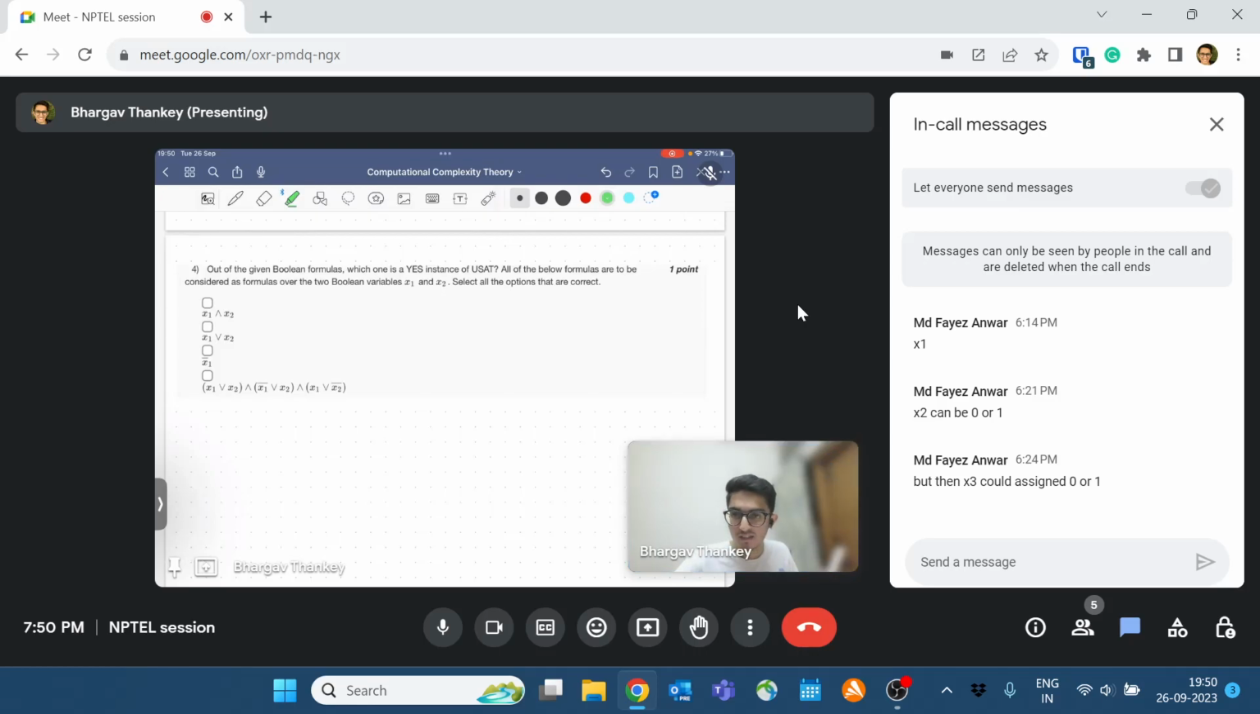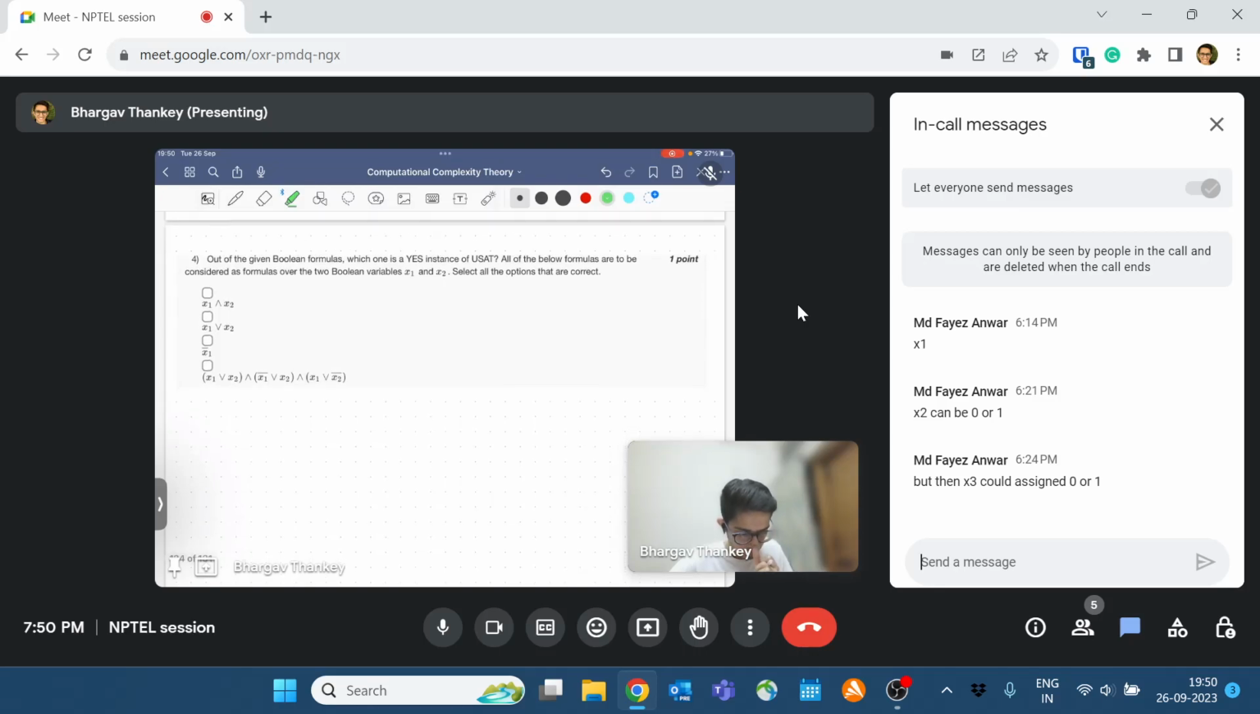So what about the first option? I mean, the first option is correct, because this is USAT, we can only have one assignment. x1 has to be true, x2 has to be true. So this is true. And the second, x1 or x2, is not true, because we can have two different assignments here.